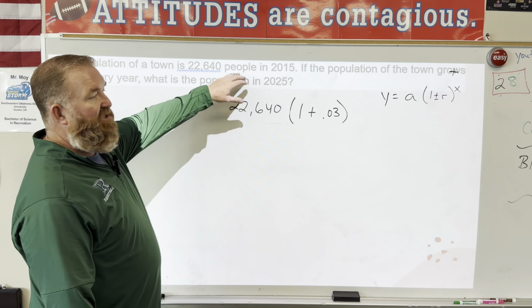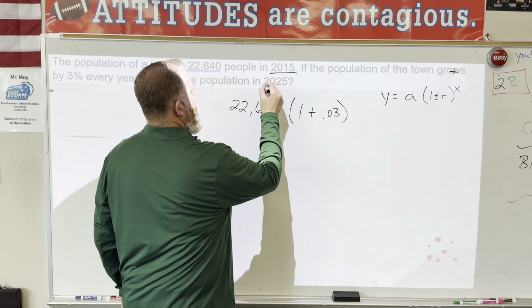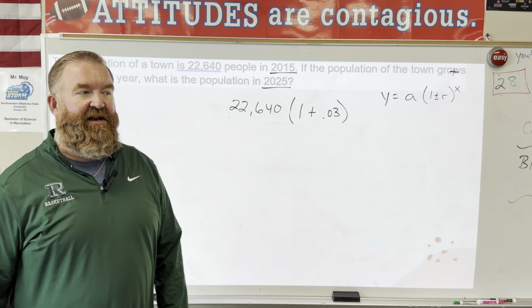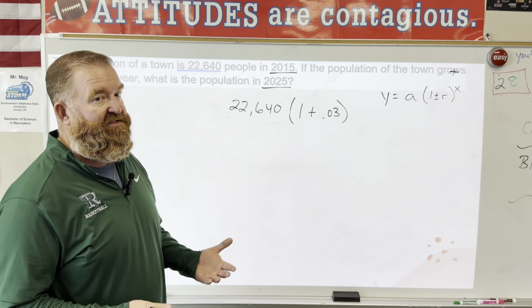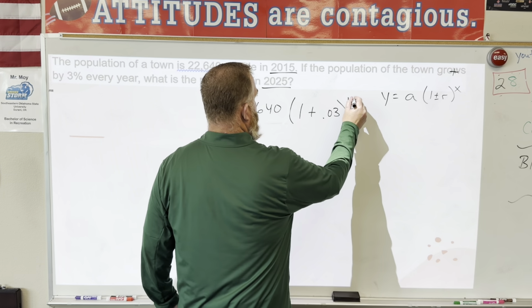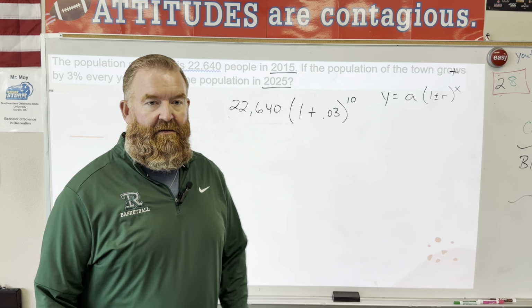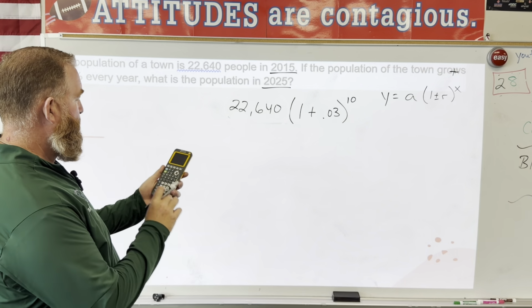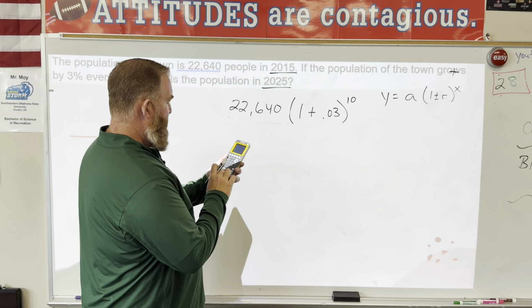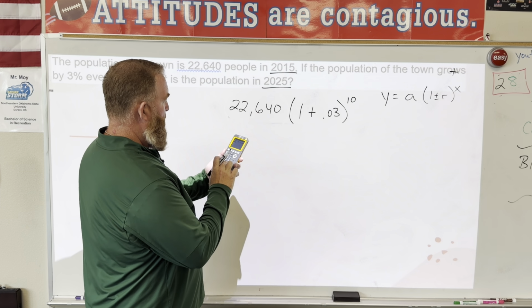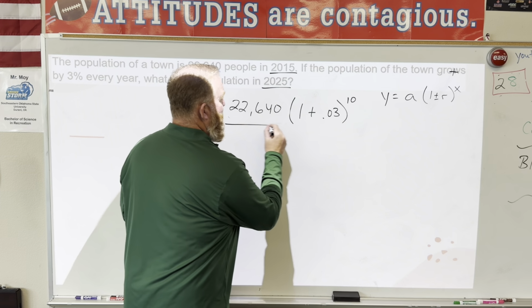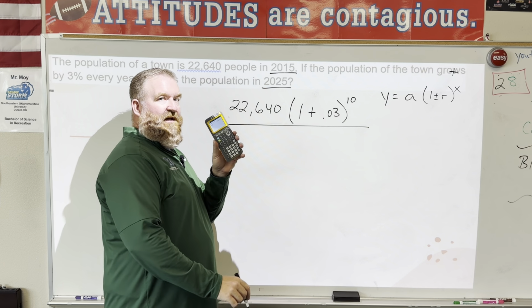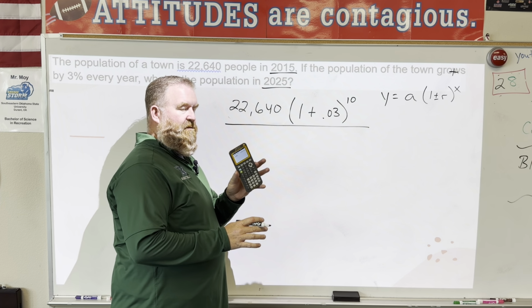All right, how many years are we talking? We went from 2015 up to 2025. So that is 10 years, obviously. Okay, so now we're going to get my calculator and see if we're right. Here we go. 22,640, parentheses. I'm just typing this in exactly as I see it on the calculator. I'm not changing anything.